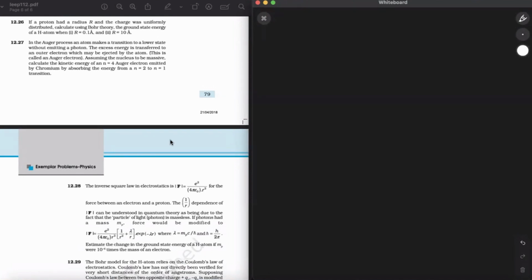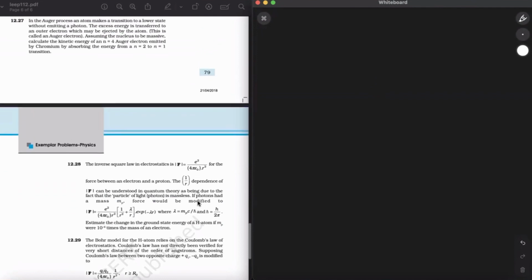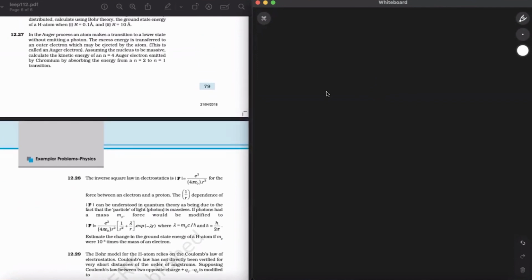Okay, so question number 27 now. In the Auger process, an atom makes a transition to a lower state without emitting a photon. Alright. The excess energy is transferred to an outer electron which may be ejected by the atom. This is called an Auger electron. Alright. So assuming the nucleus to be massive, calculate the kinetic energy of an n equal to 4 Auger electron emitted by chromium by absorbing the energy from n equal to 2 to n equal to 1 transition. Alright. So first of all, we have to know what is the Auger effect.